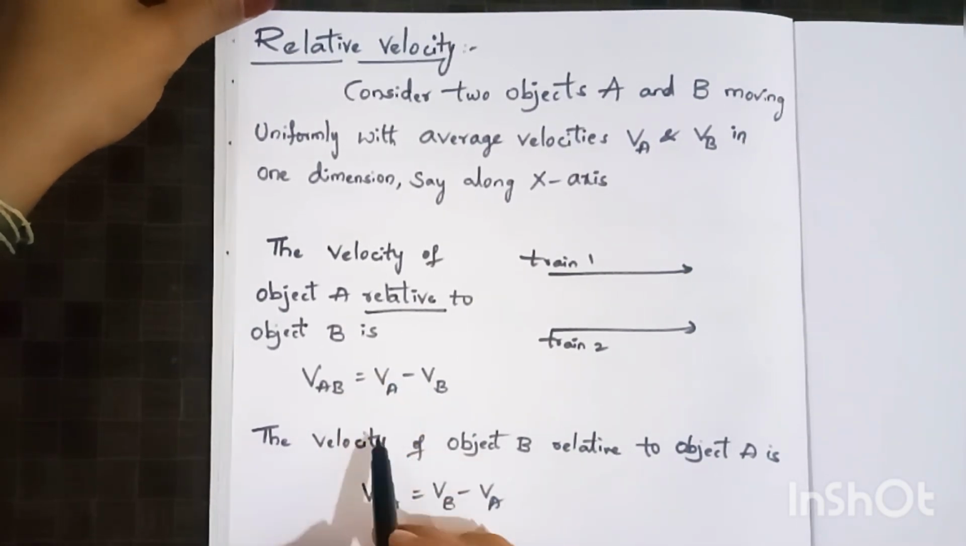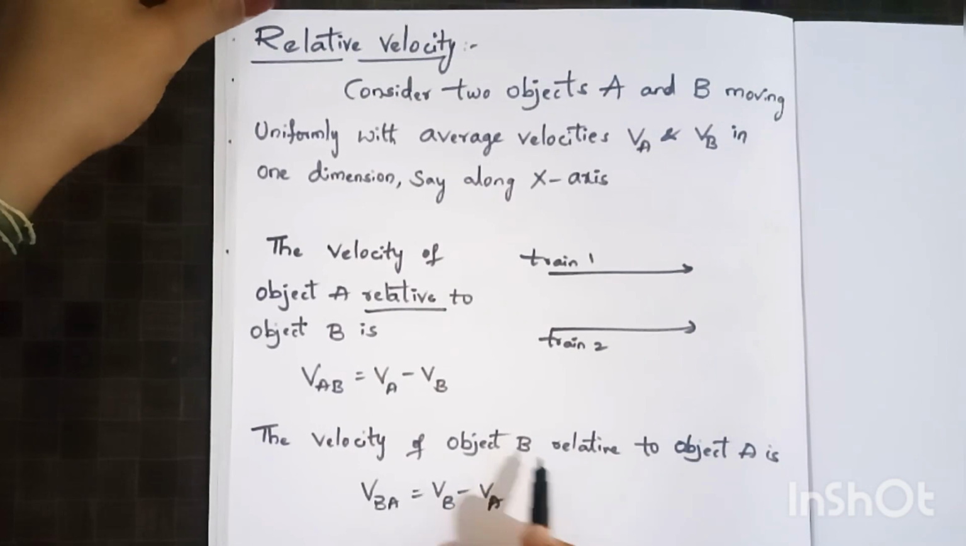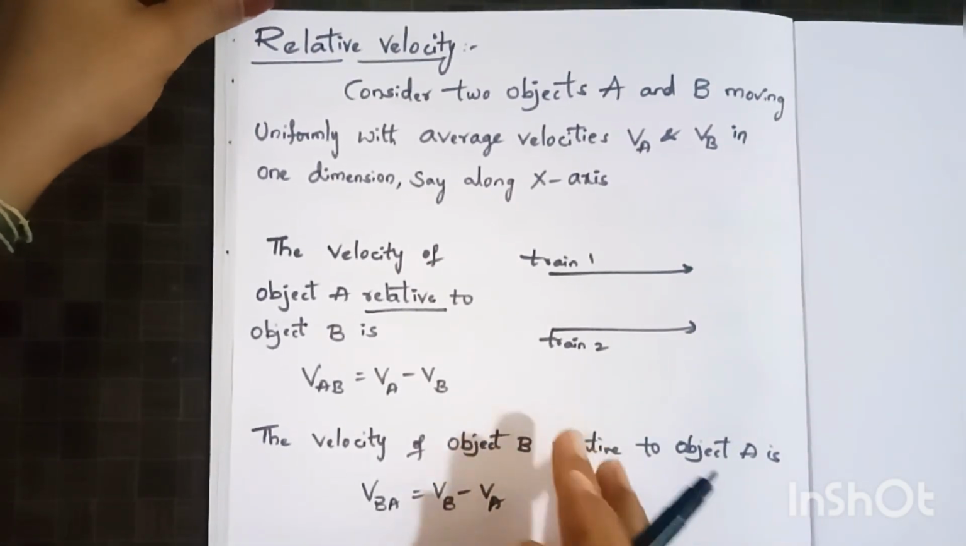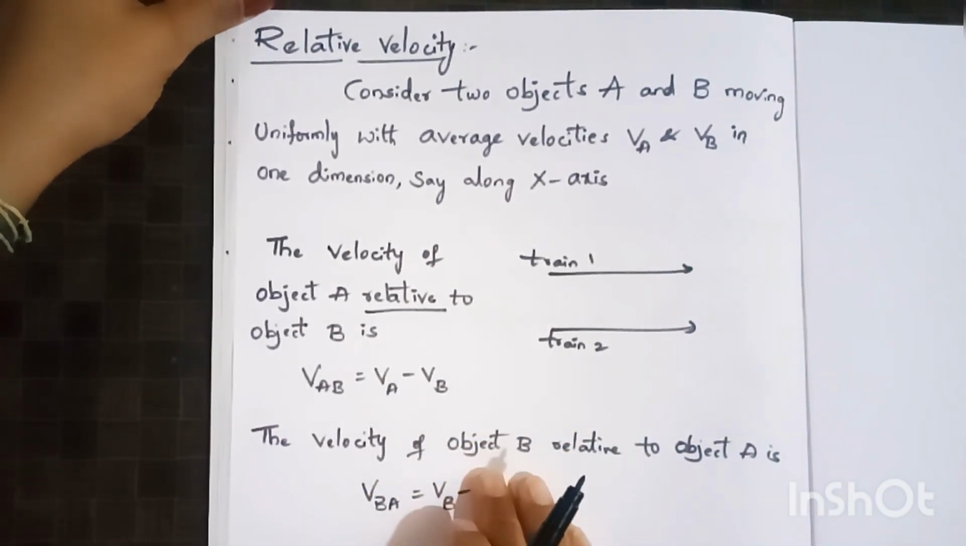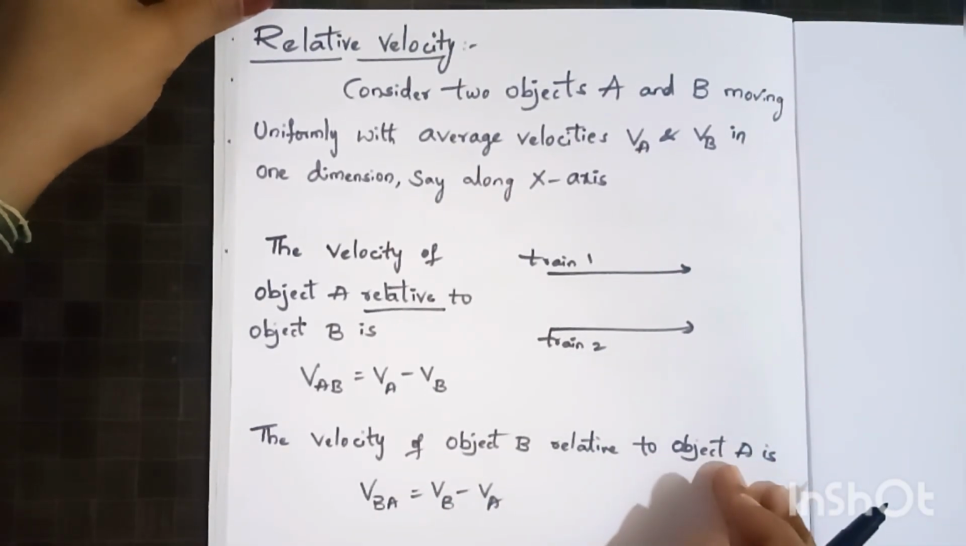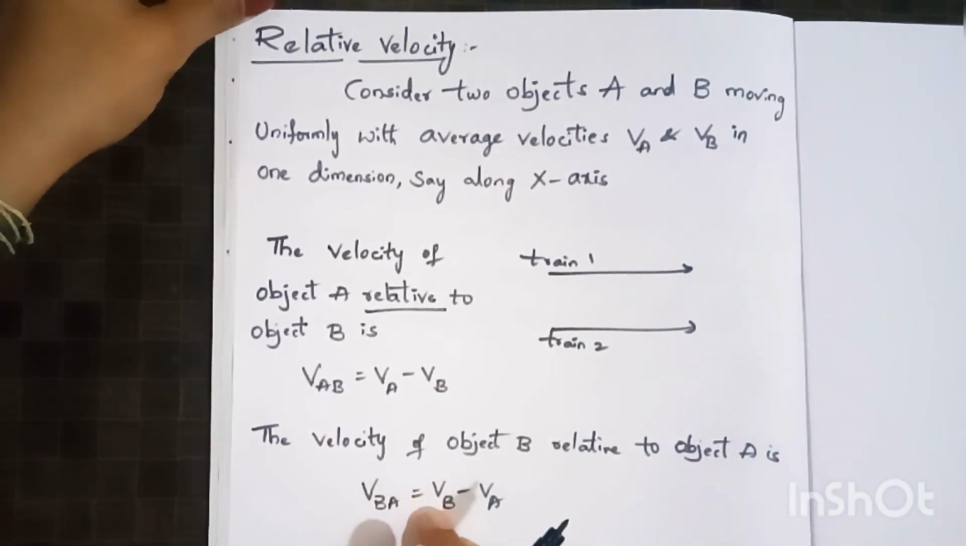Similarly, the velocity of object B relative to object A. Here we are observing from object B relative to the other object, A. So VBA equals VB minus VA.